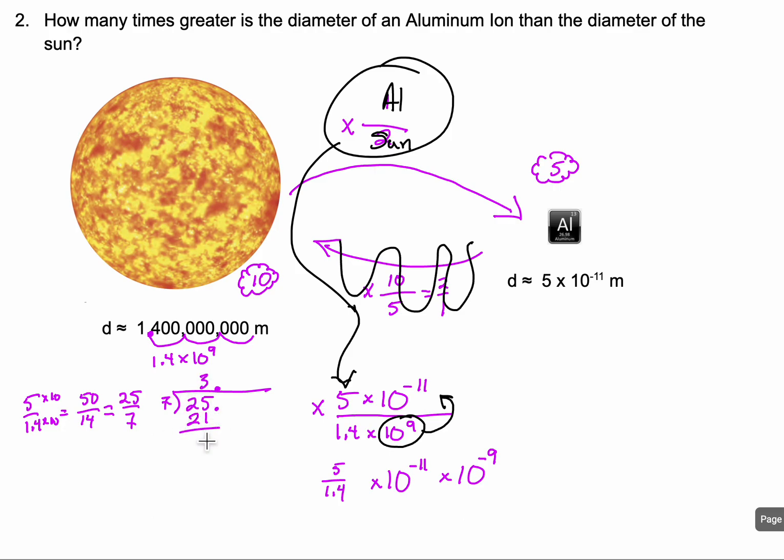So 21, minus, 4. Bring down the next place value, 0. 7 goes into, there's 42. So 5 would be the next one, 35. Subtract, there would be 5 left over. Bring the next one down. There's 7, 49. 1. Now, how far do we go?